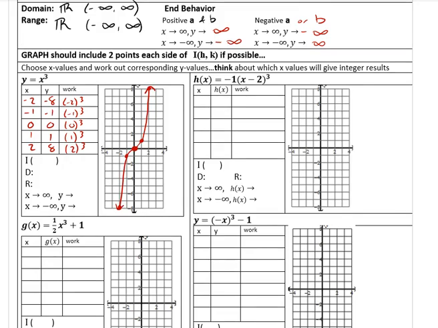Now the inflection, since it did not move and it's my parent function, it's going to be at 0, 0. My domain, as we said above, is always all real numbers. My range is always all real numbers. And behavior, as x goes to infinity, my y is going up to infinity. As x is going to negative infinity, my y is going down to negative infinity.